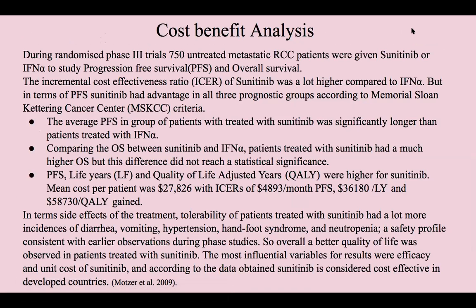During randomized phase 3 trials, 750 untreated metastatic RCC patients were given sunitinib or IFN alpha to study progression-free survival and overall survival. The incremental cost-effectiveness ratio of sunitinib was a lot higher compared to IFN alpha, but in terms of PFS, sunitinib had an advantage in all 3 prognostic groups. The average PFS in the group of patients treated with sunitinib was significantly longer than in patients treated with IFN alpha. Comparing the OS between sunitinib and IFN alpha, patients treated with sunitinib had a much higher OS, but this difference did not reach statistical significance.